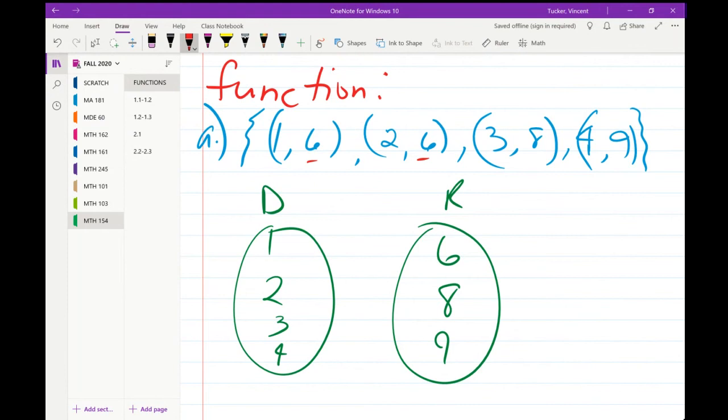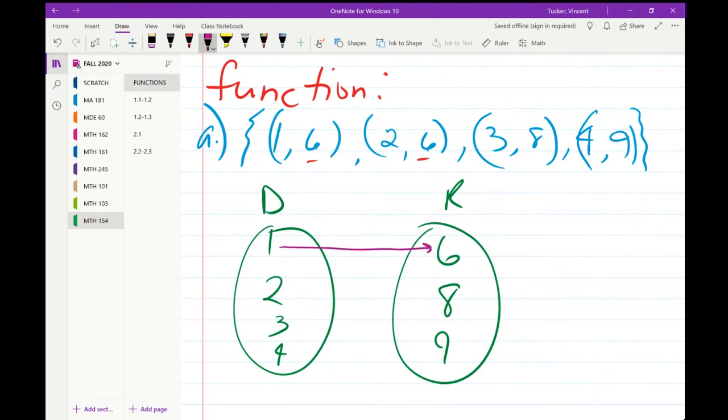So remember the definition of your function. Each element in your domain has to go to one element in your range. It didn't say that they couldn't go to the same element. It just says that it has to go to one. So you will look at each one of your elements in your domain individually to see if they go to one value in your range.